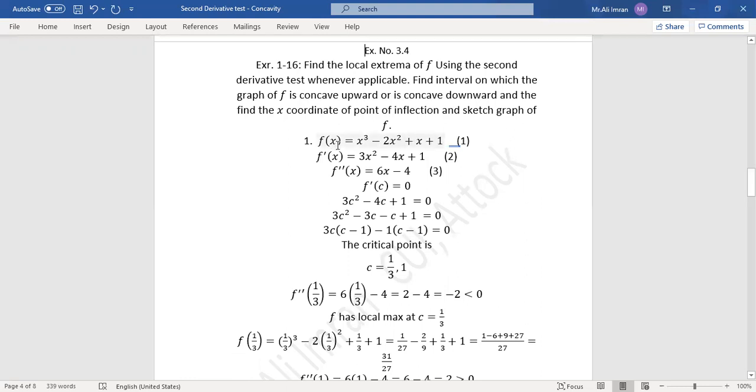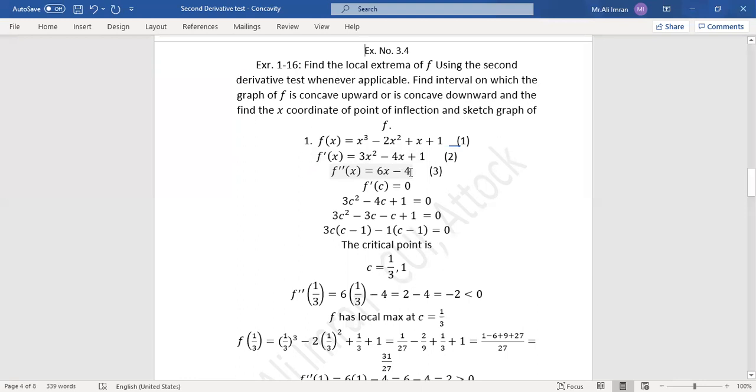This is the question. f of x is equal to x cube minus 2x square plus x plus 1. First of all, we will determine our first derivative and second derivative. The first derivative is equal to 3x square minus 4x plus 1. If we differentiate again with respect to x, we will find the second derivative, which is equal to 6x minus 4. First, we have to find the extrema using the second derivative test.